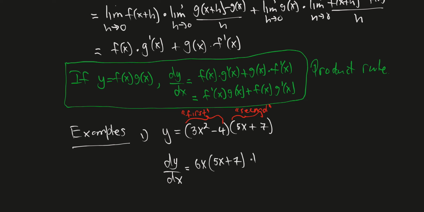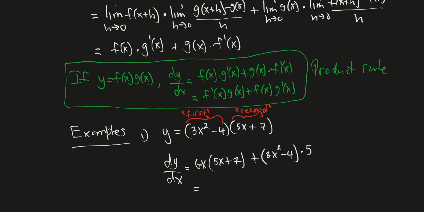And then I need to add to that the first function, so that quantity, 3x squared minus 4, times the derivative of the second. Well, when I differentiate this linear function, I'm just going to get 5 plus 0, right? Because of our constant rule. So we're just going to have a 5 there. So that's the derivative, right? It's not necessarily simplified, but we can do that.